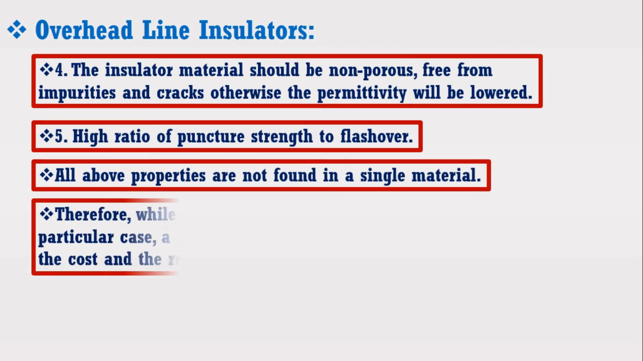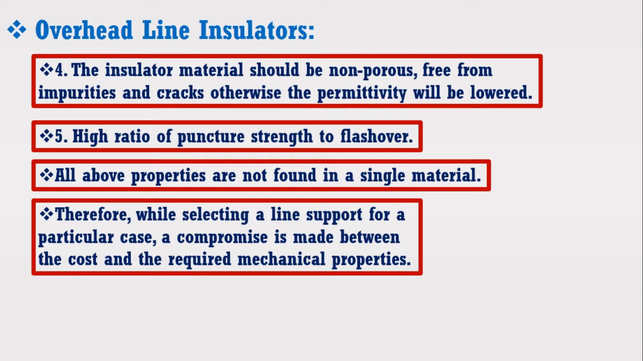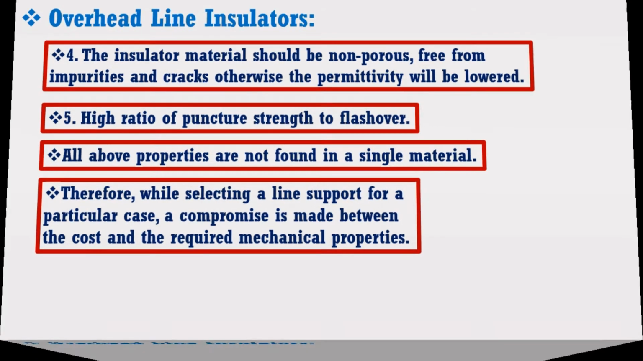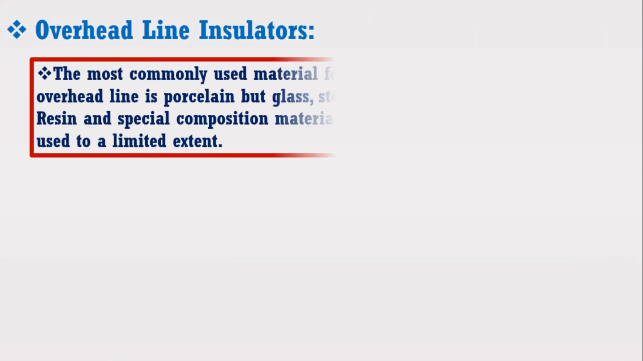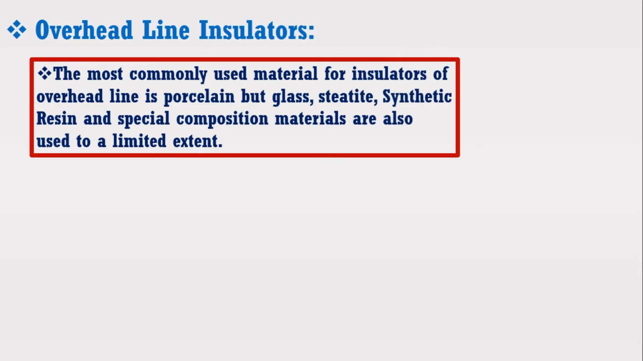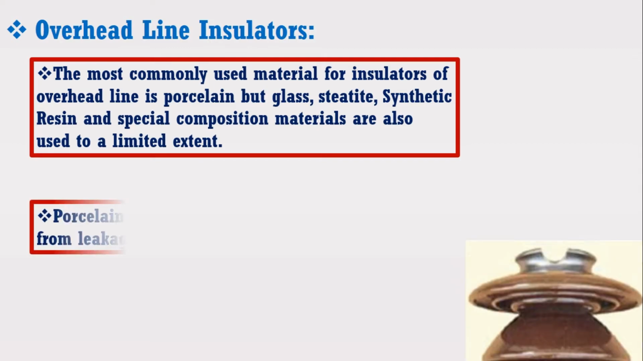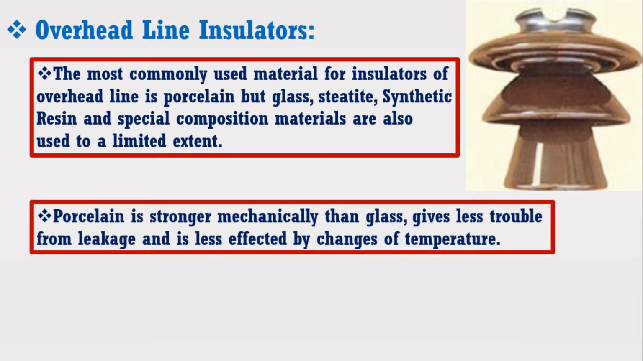Therefore, while selecting a line support for a particular case, a compromise is made between the cost and the required mechanical properties. The most commonly used material for insulators of overhead line is porcelain, but glass, steatite, synthetic resin and special composition materials are also used to a limited extent. Porcelain is stronger mechanically than glass, gives less trouble from leakage and is less affected by the changes of temperature as shown in the figure.